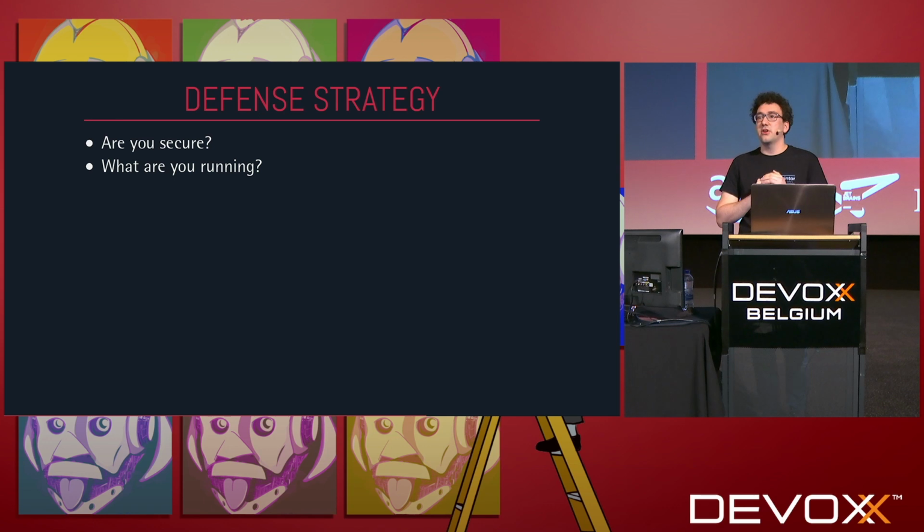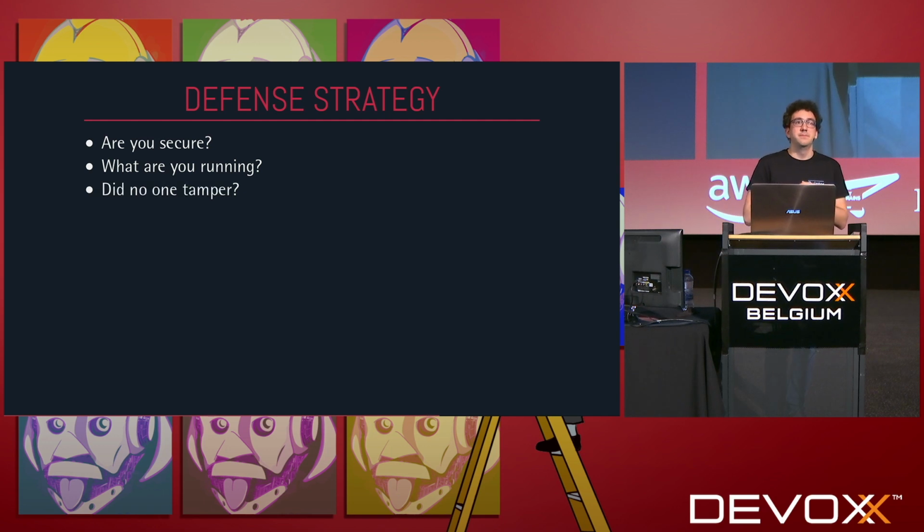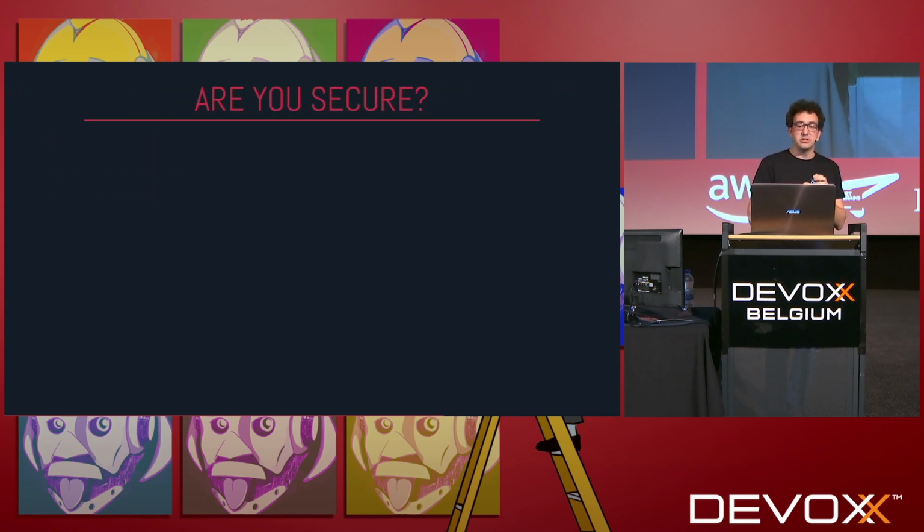Second question is, what are you running? Which dependencies are you pulling in? Why are you pulling them in? It doesn't make sense to do so. Have you looked at the code? Do you have faith that this is actually quality code? And lastly, did no one tamper? Did the code, as you looked at it, actually get into your project as you wanted it to? So let's look at each of these questions.